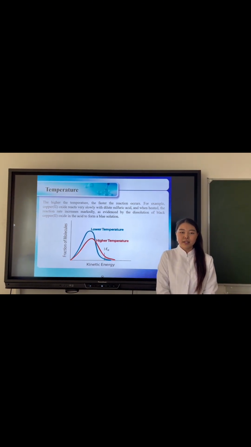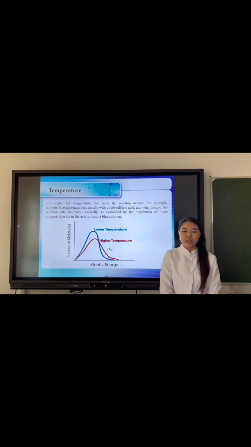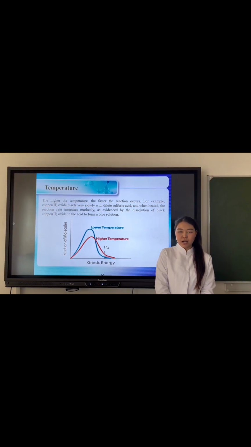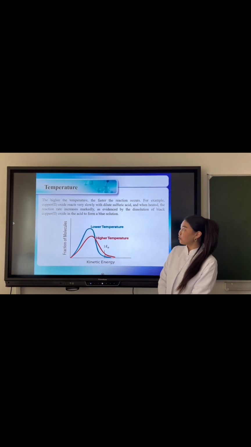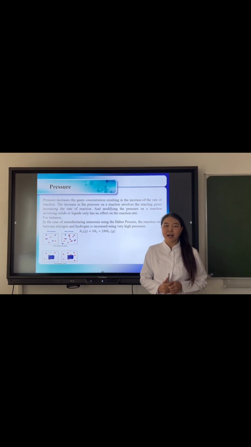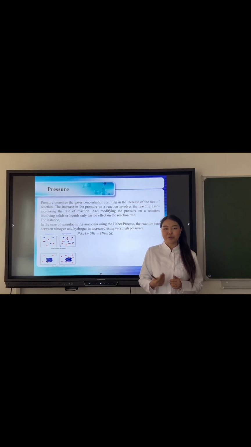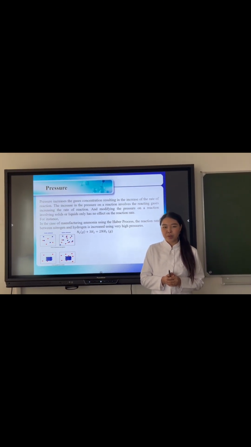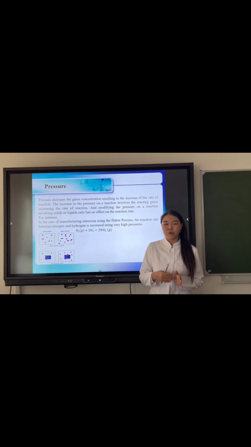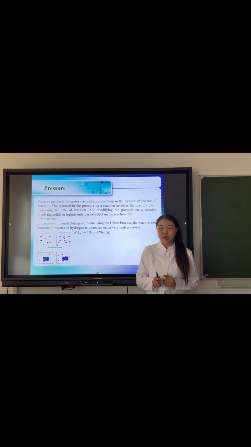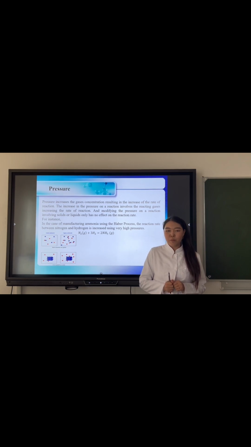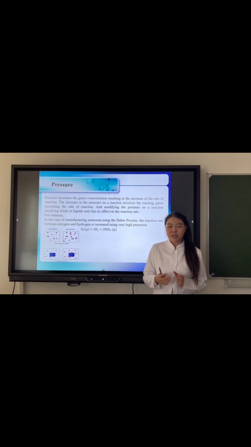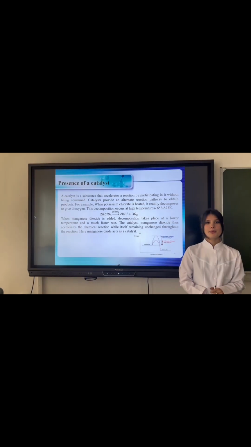For example, copper oxide reacts very slowly with dilute sulfuric acid, and when heated the reaction rate increases markedly, as evidenced by the dissolution of black copper oxide in the acid to form a blue solution. Pressure. Pressure increases the gas's concentration, resulting in an increase of the rate of reaction. Increasing the pressure on a reaction involving gaseous reactants increases the rate of reaction, and modifying the pressure on a reaction involving solids or liquids only has little effect on the reaction rate. For example, in the case of manufacturing ammonia using the Haber process, the reaction rate between nitrogen and hydrogen increases using very high pressures. Presence of a catalyst.